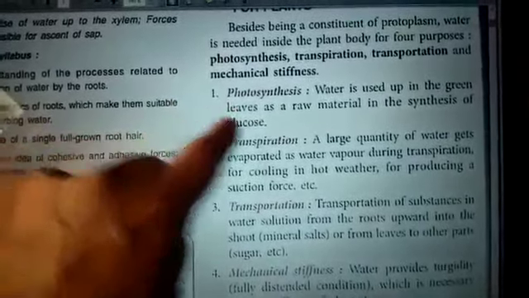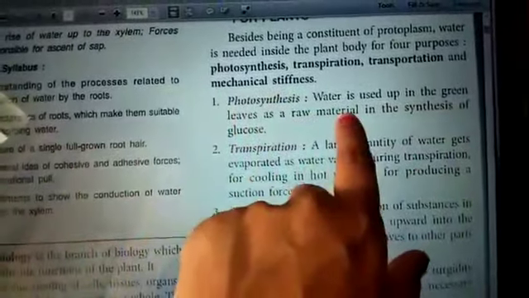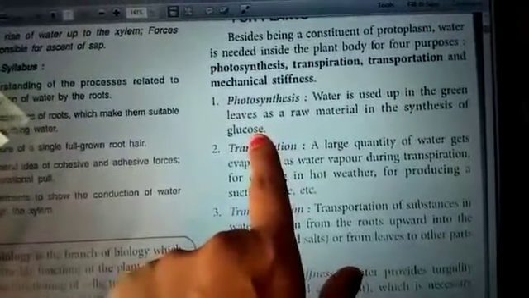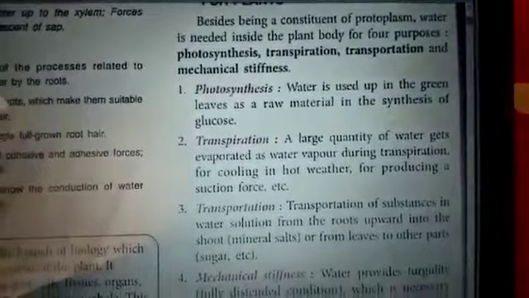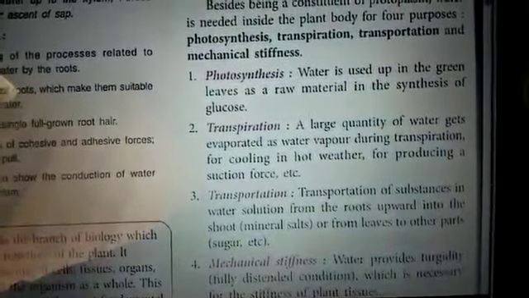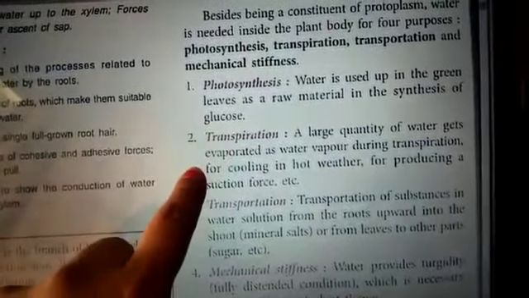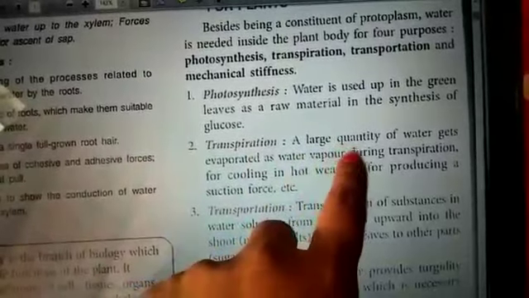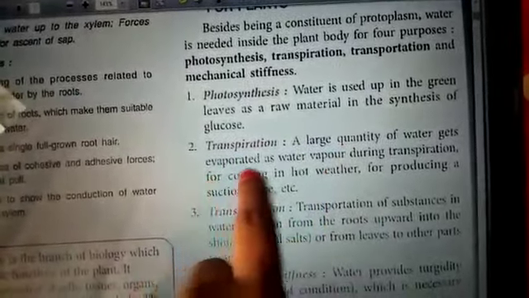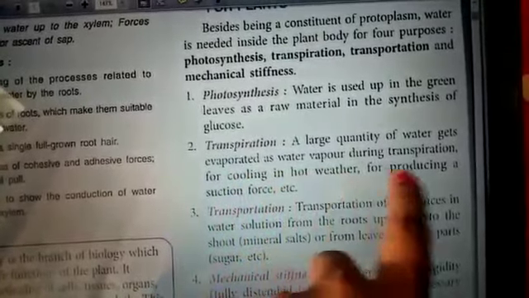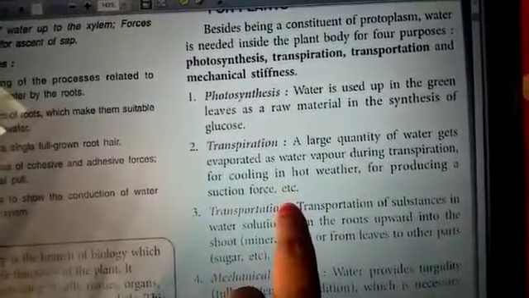by the plant. Water is used up by the green leaves as raw material for the synthesis of glucose. Glucose is nothing but the food material which we eat. Transpiration is a process where water is being evaporated in the form of water vapor. It also causes cooling in hot weather and produces suction force also.